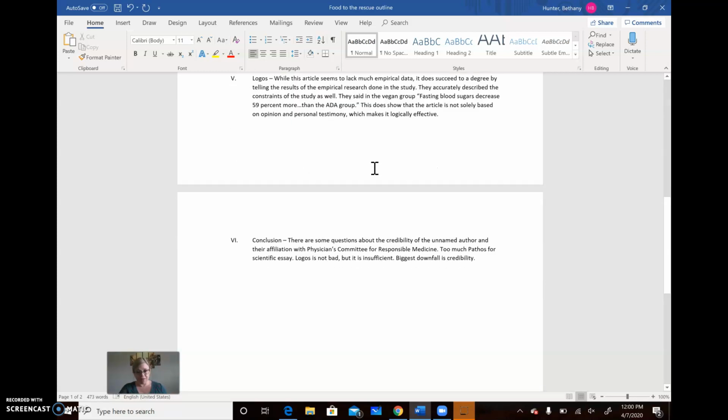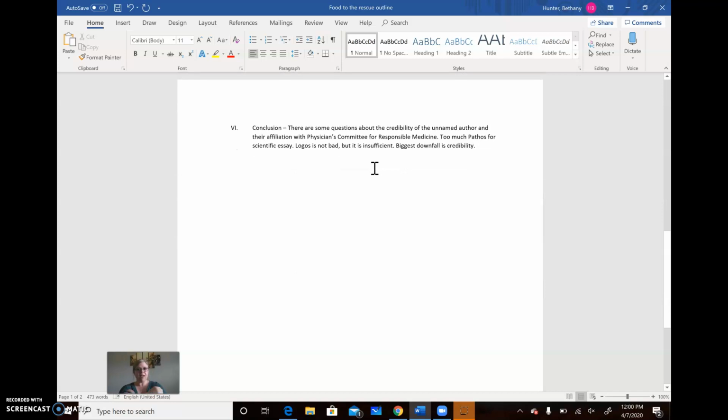So my thought on this was that there were some questions about the credibility because there was an unnamed author and their affiliation with Physicians Committee for Responsible Medicine. Way too much pathos for a scientific essay, and the logos is not bad, but man, it is lacking. And so I would say their biggest downfall is credibility. So that's kind of how I would start.